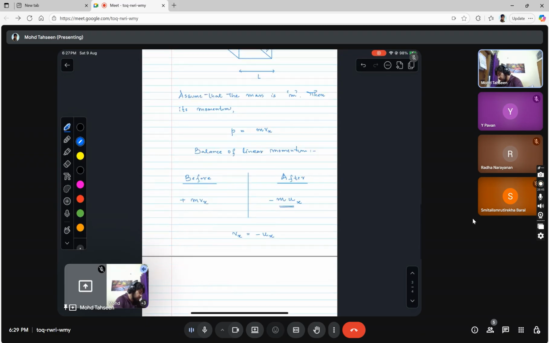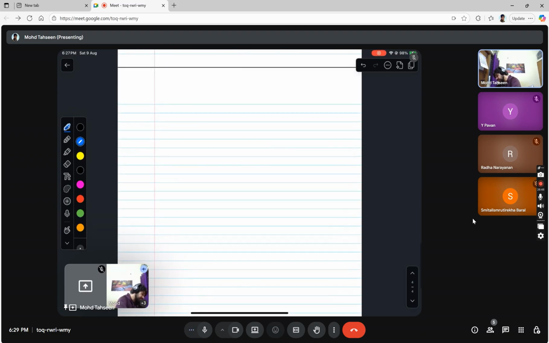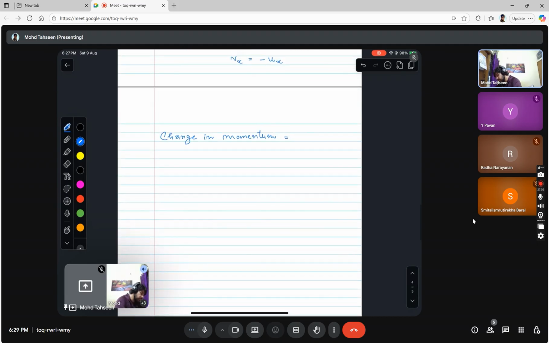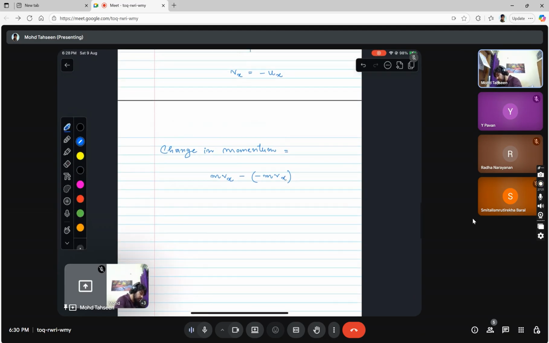Now we can calculate the change in momentum, okay, change in momentum. And this change in momentum is going to be equal to the initial momentum minus the final momentum. So the initial momentum was m v x, minus the final momentum, which is again minus m v x, right? So that's going to be equal to twice m v x.